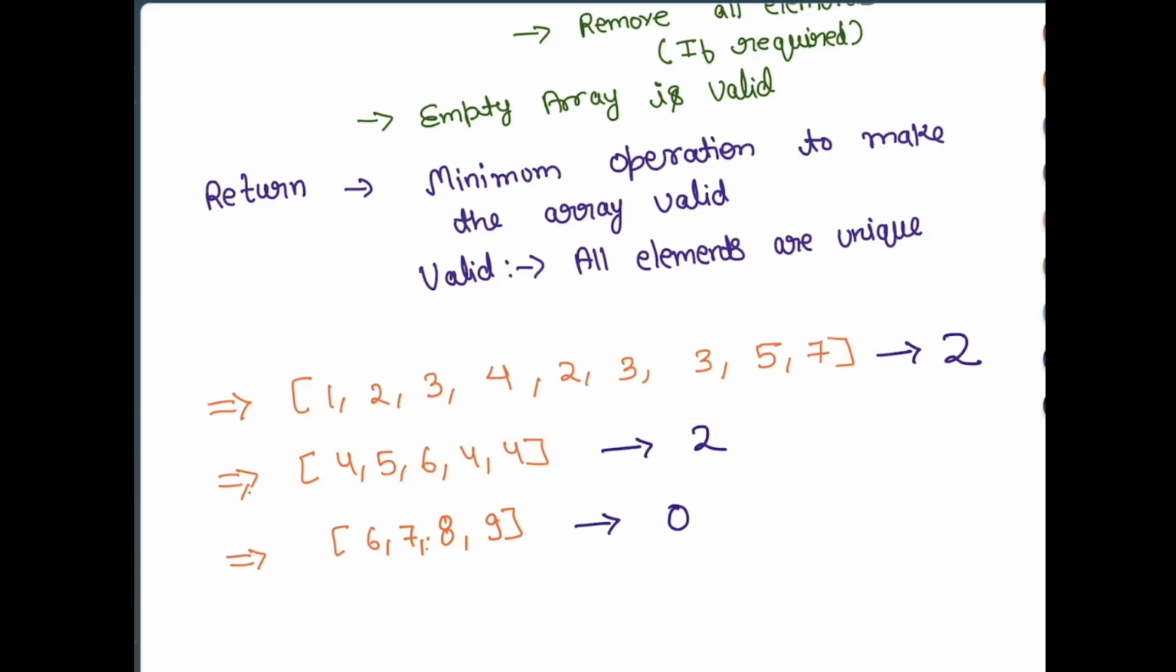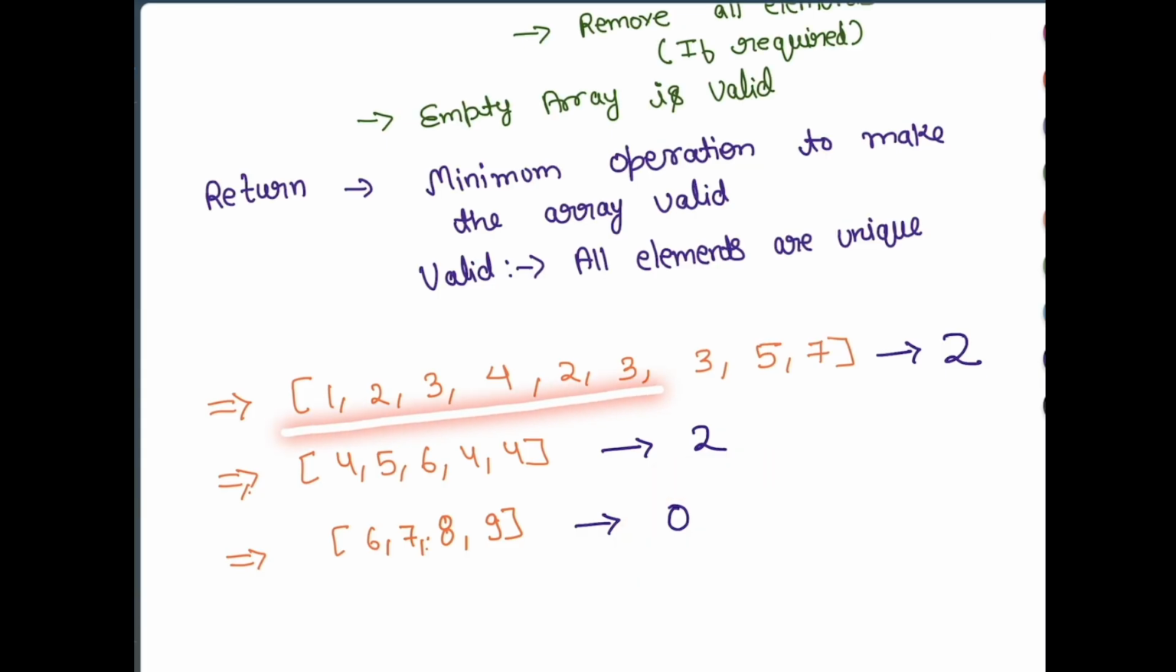What we need to do in this particular problem is return the minimum number of operations we need to perform to make our array valid. Now, what is a valid array? A valid array is an array whose all elements are unique. For example, this array is a valid array because all the elements in this array are unique. 6, 7, 8, 9, all are unique, right? So we don't need to perform any operation and the output will be 0.